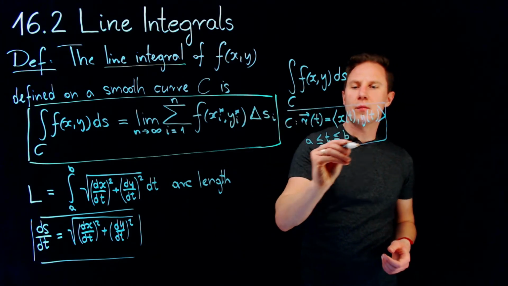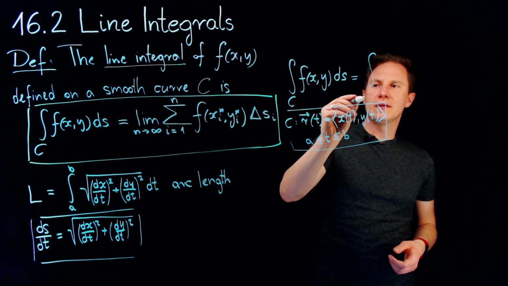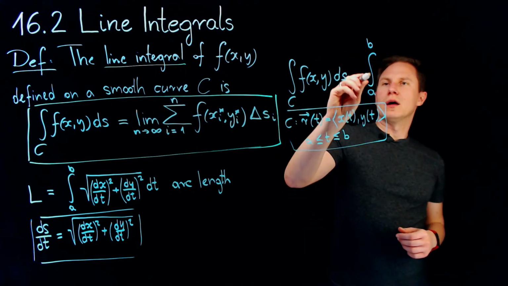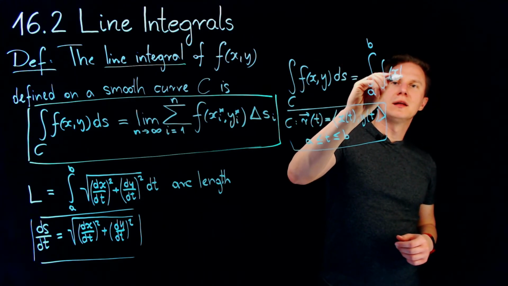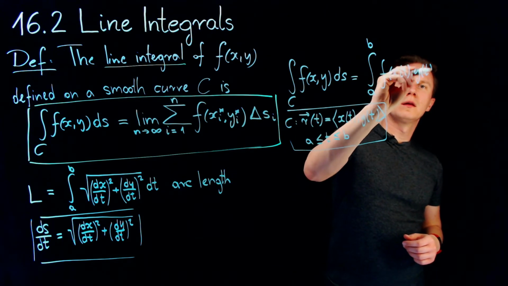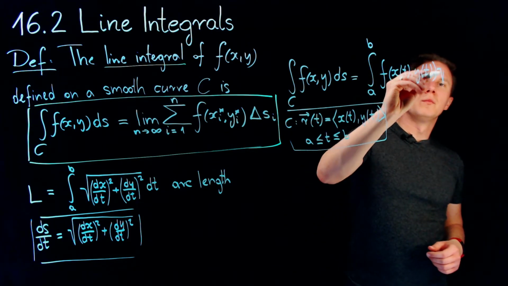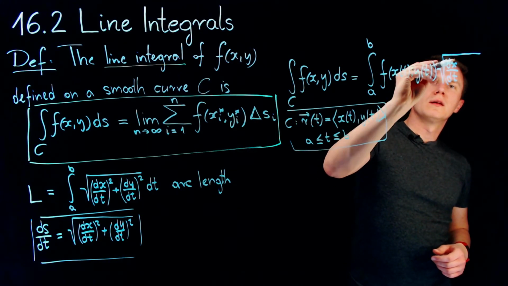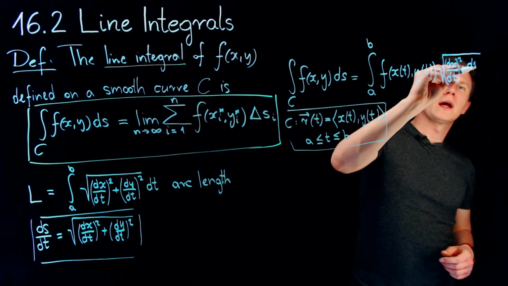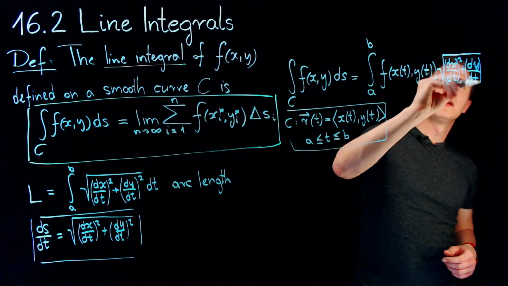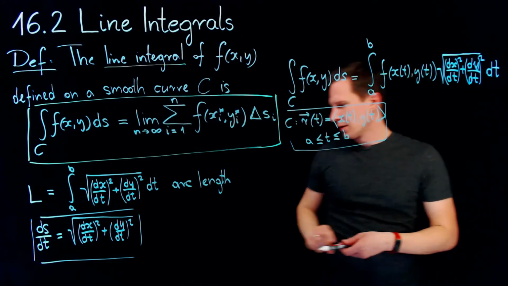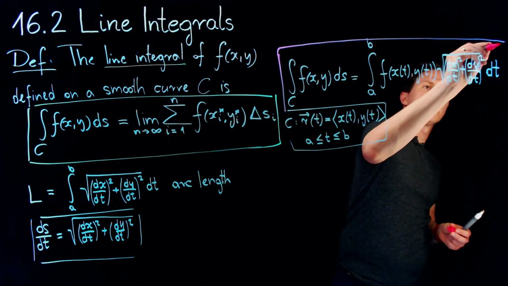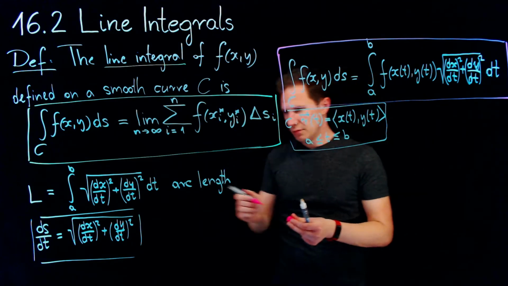With this setup, this line integral can be evaluated by integrating with respect to t, with t going from a to b, f of x(t), y(t) multiplied by the square root of the sum of the squares of the derivatives of x and y with respect to t, dt. So this is a simple consequence of that arc length formula that we had before.